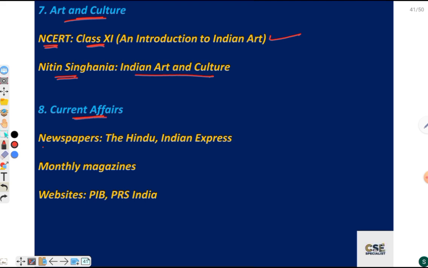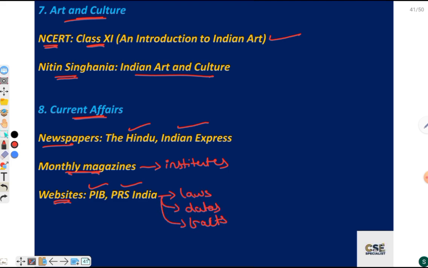For current affairs, read the newspaper, The Hindu, Indian Express or Mint, and the monthly magazines designed by the institutes. The websites you have to refer to include PIB and PRS India. On PRS India, you get the laws that have been designed, data and facts, which are important for the mains.